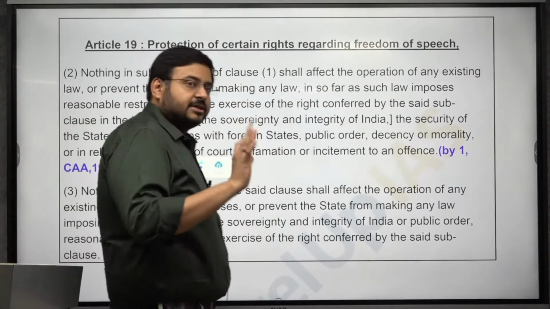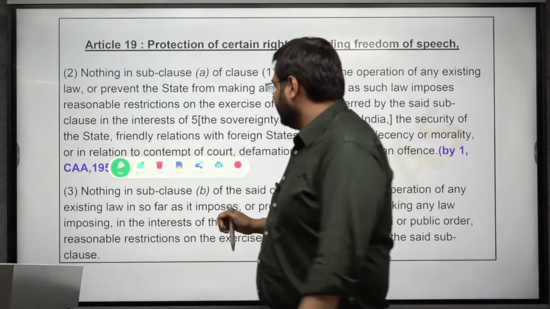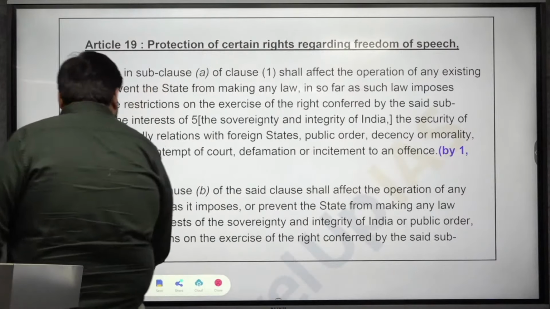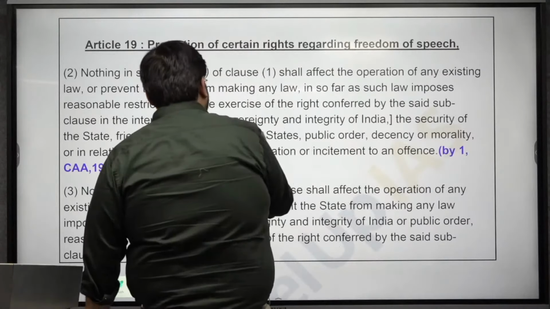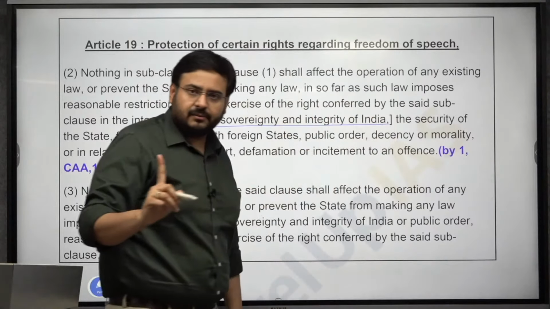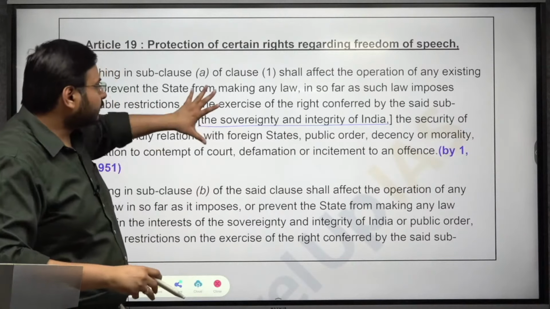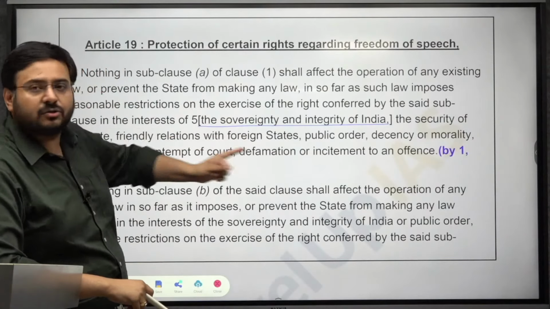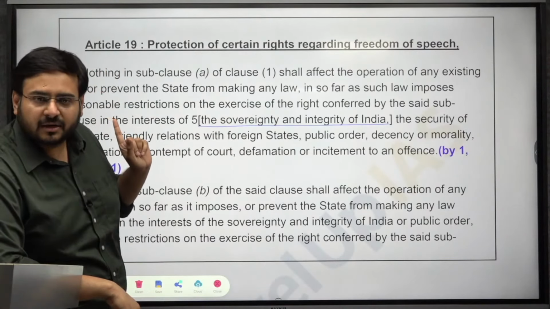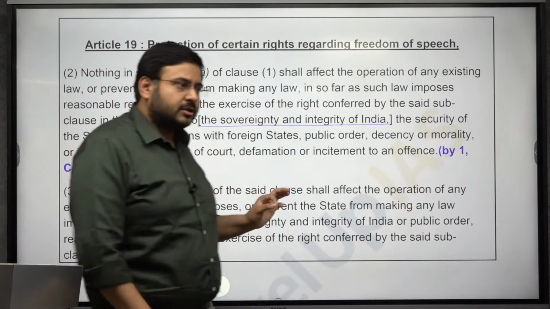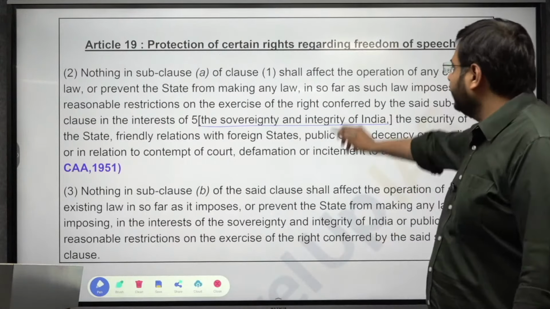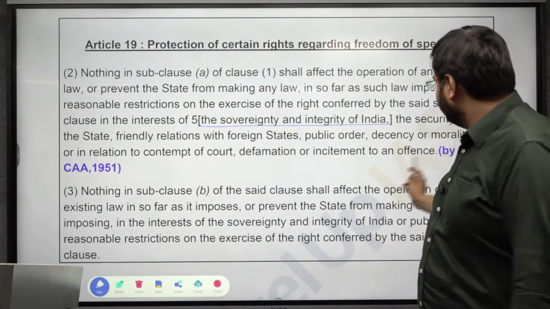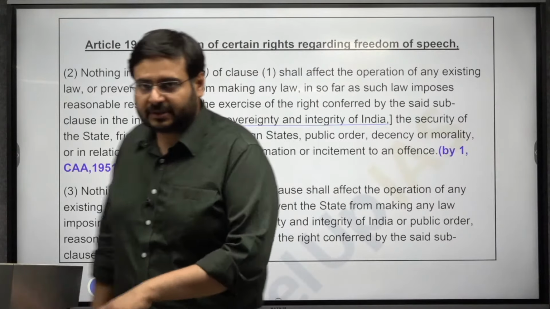Now the reasonable restrictions on your freedom of speech and expression include first that it should not be affecting the sovereignty and integrity of India. It was not there in the original constitution, it was added through the First Constitutional Amendment Act. You must know that the reasonable restriction with respect to the sovereignty and integrity of India was added through the First Constitutional Amendment Act. Is it clear?